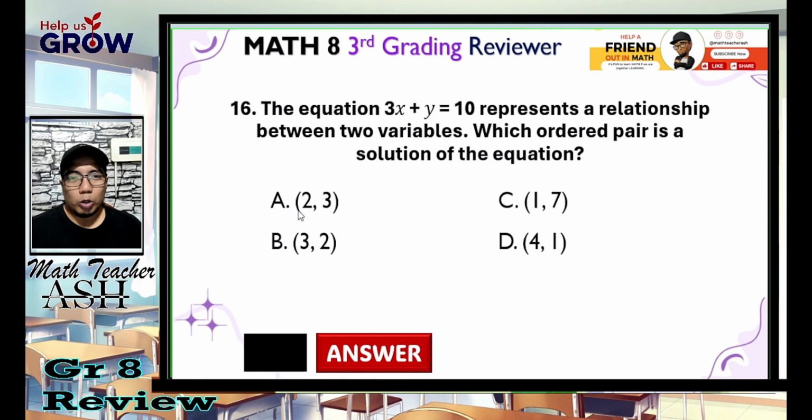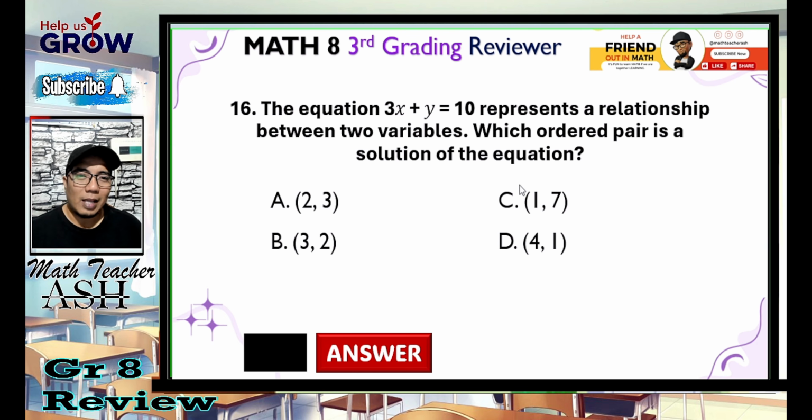Your x would be 2 and your y would be 3. So 3 times 2, that is 6. 6 plus 3, that is 9, not 10. So letter A is wrong. Letter B. 3 times 3, that would be 9. 9 plus y, that is 2. 9 plus 2 is 11. That is also wrong. So letter C.